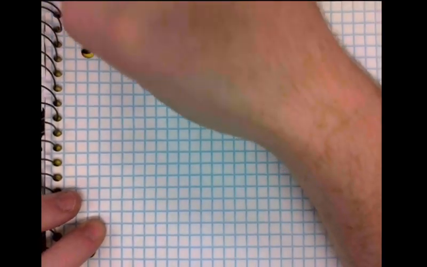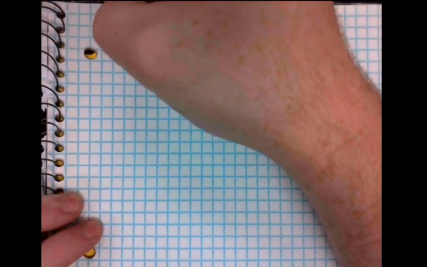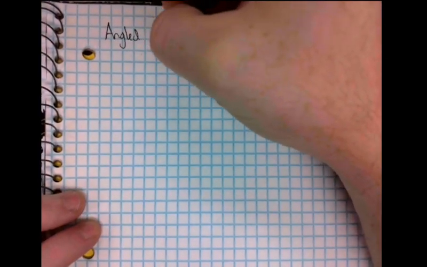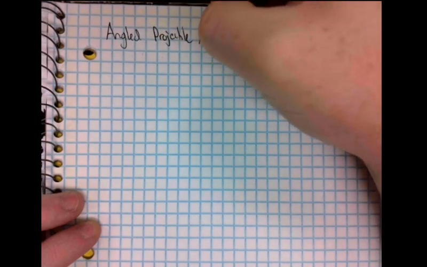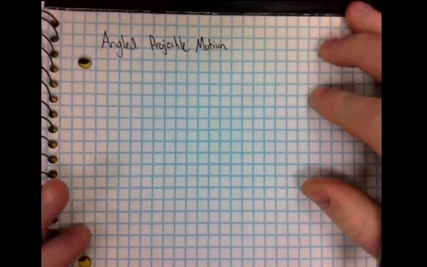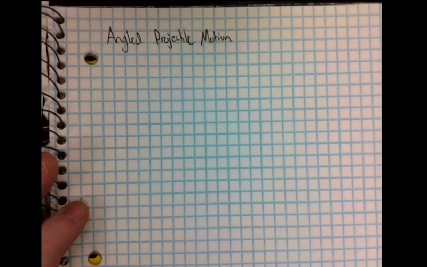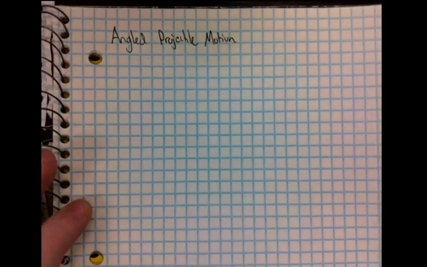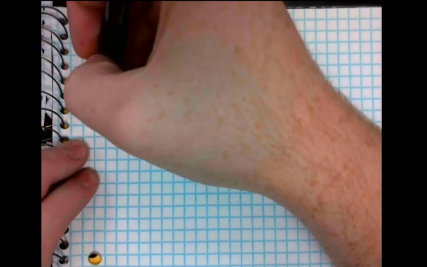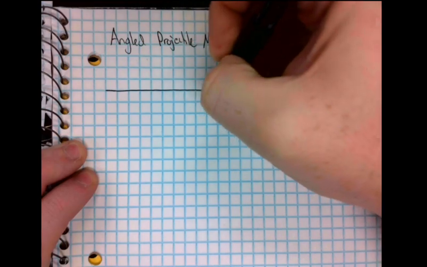Mr. Diamond back here, and we're going to be doing angled projectile motion. So it's going to be a little bit different than the projectile motion that we did. The ideas are still going to hold the same, but this is going to be examples of things like football. We're gonna do a football here.